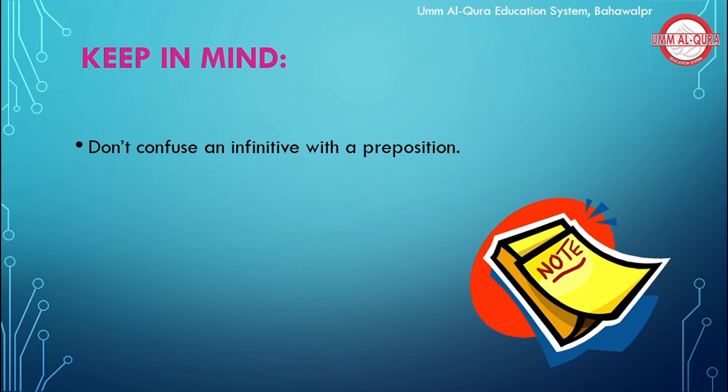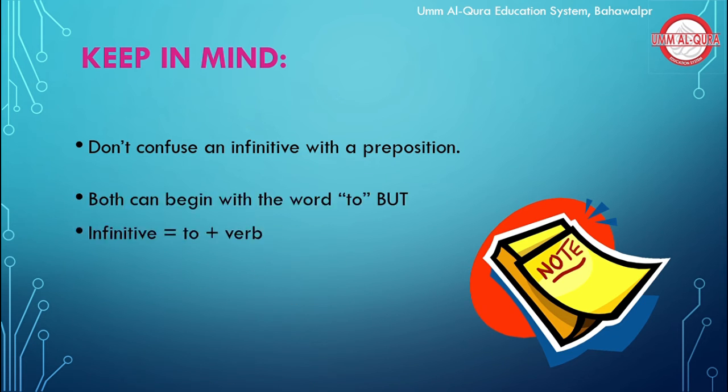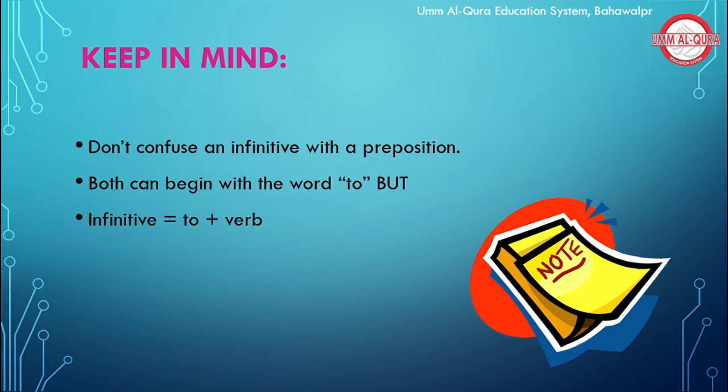Keep in mind that you shouldn't confuse an infinitive with a preposition. This is an error that most people make. Both can begin with the word to, but there is a certain identification if you again recall the formula of infinitives, that is to plus verb, whereas in a preposition there is a noun or pronoun after to, which is actually an object in the sentence. Okay, this is the difference between the two. Infinitive is always verb after to.